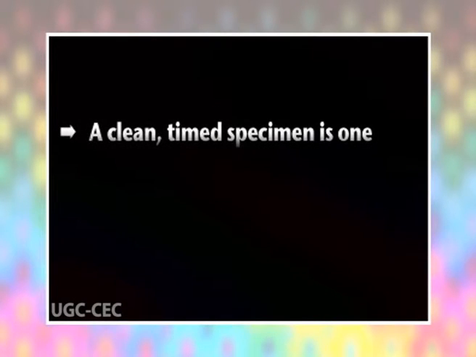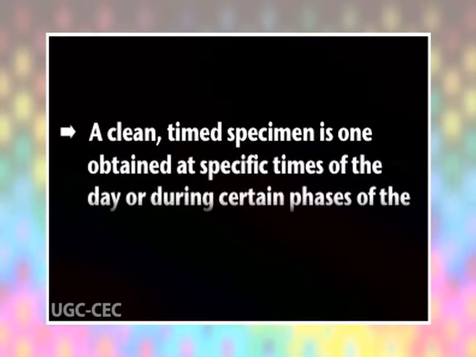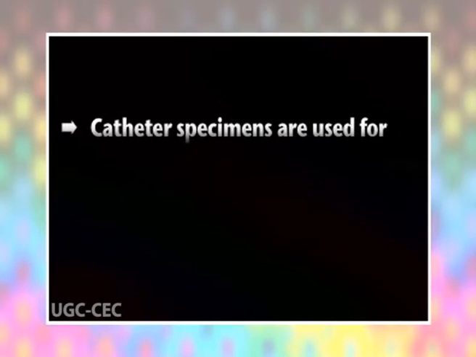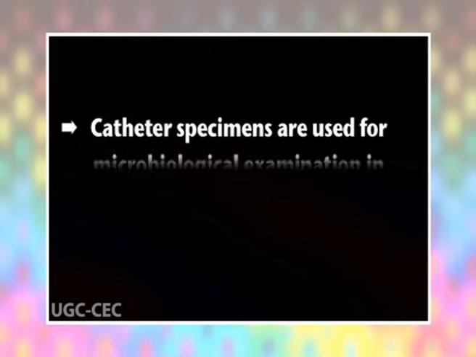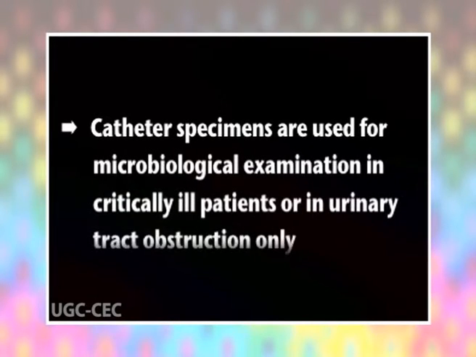Second, a clean, timed specimen is one obtained at specific times of the day or during certain phases of the act of micturition. First, 10 ml of urine voided is most appropriate to detect erythrocytes. Midstream specimen is best for bacteriological study. Third, catheter specimens are used for microbiological examination in critically ill patients or in urinary tract obstruction only.